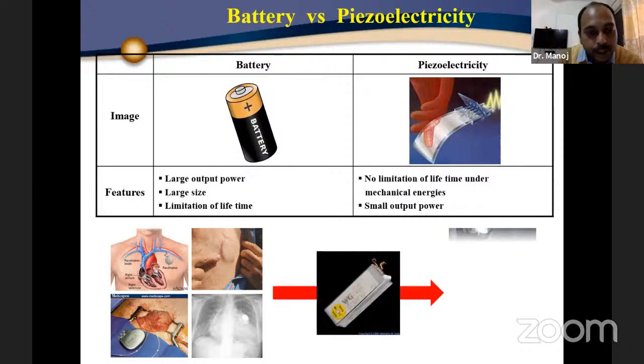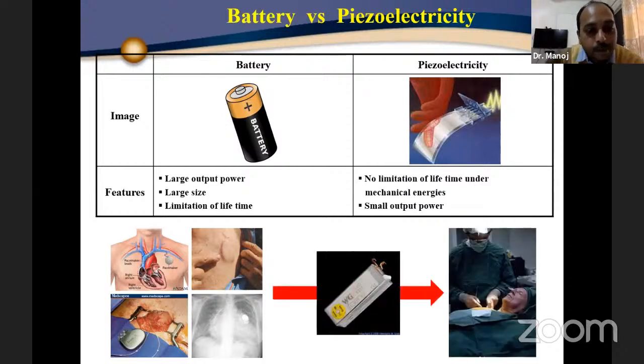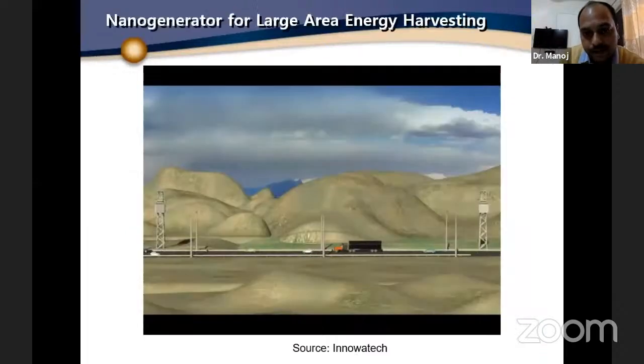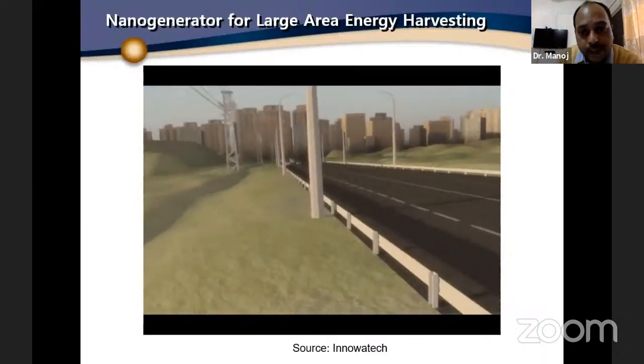I will show you an example, like a pacemaker. Every pacemaker has a battery, and every 2 or 3 years the patient has to go for another surgery to replace the battery. If we have bioimplantable devices that can power the pacemaker just by the blood flow, there is no need for surgery, and we can power this pacemaker through nanogenerators. This is one of the beautiful examples.